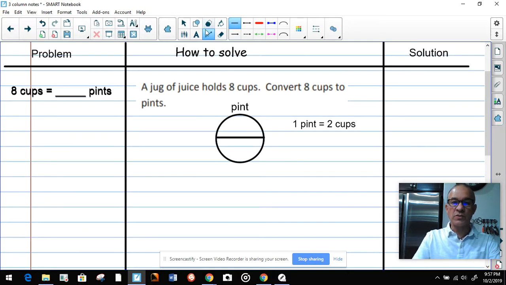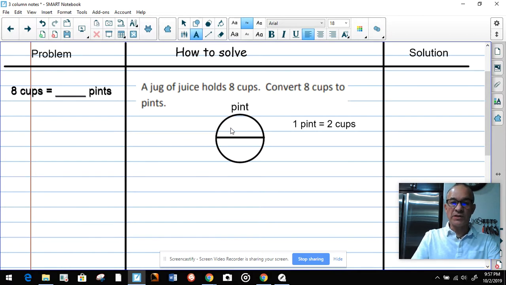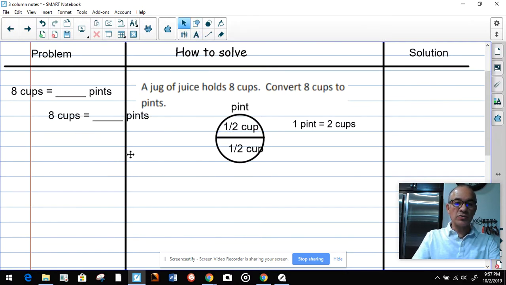Here is your pictorial representation, which means that this is going to be 1/2 of the pint, which equals 1 cup. And this is also going to be 1/2. That's going to be 1 cup, which becomes half a pint. So this is half a pint and this is half a pint, and we write it as 1/2. Okay, now that we have that in place, we are going to use our setup.